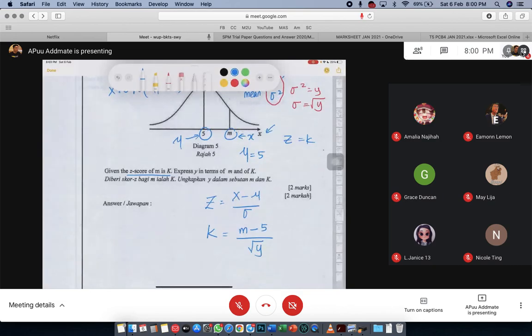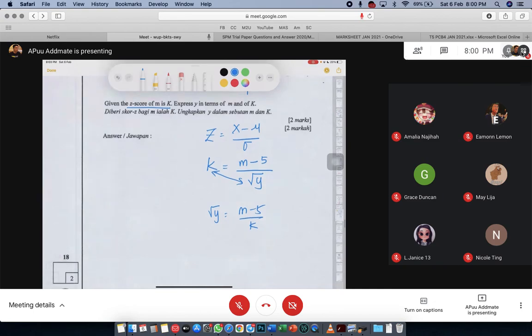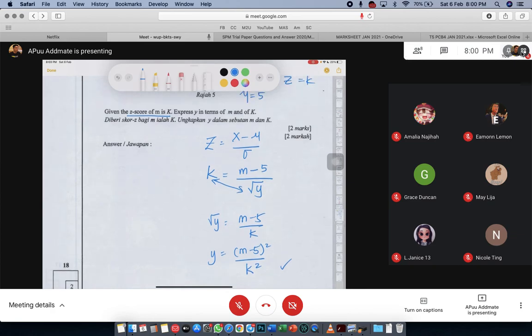Okay? And then lastly, the question asks you to express y in terms of m and k. So I flip this place. I will have square root of y equals to m minus 5 over k. And then now the square root moves to the other side. Y equals to m minus 5 squared over k squared. So that's my answer for question 18. This is something new also. Questions like this rarely come out. It's very rare, but if it comes out again, hopefully you can remember how to do it.